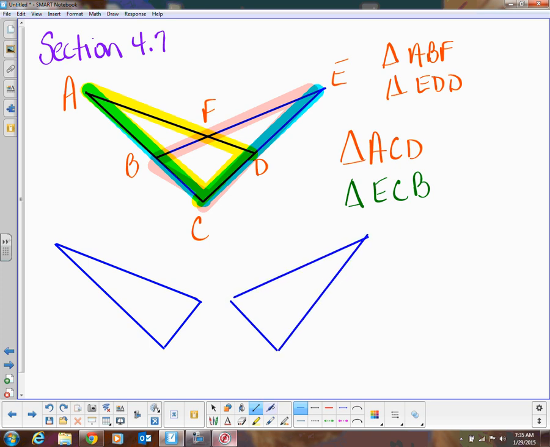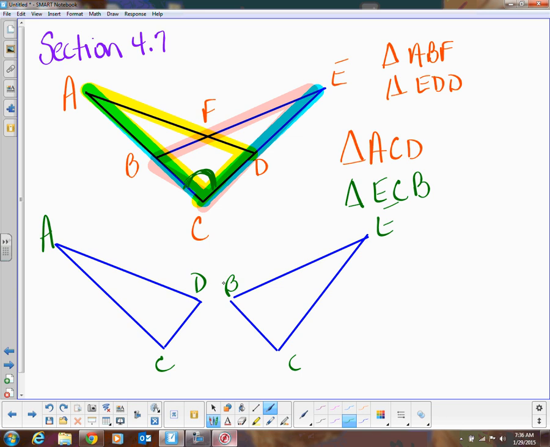Now, you would have to realize you'll lose the labels. This is C, this is D, this is E, this is C, and this is B. You'll lose the fact that C is the same, but angle C is congruent to angle C. So AC is congruent to EC, AD corresponds to EB, CD corresponds to CB.